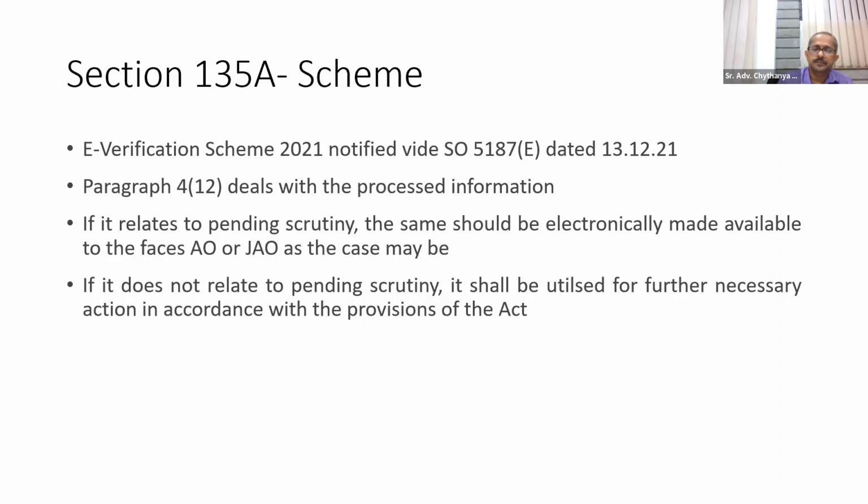In paragraph 4, subparagraph 12, it is dealt with how to use this processed information. So what they say is, if the processed information relates to pending scrutiny, that means the assessment is going on, it should be electronically made available to the faceless assessing officer or the jurisdictional assessing officer, as the case may be. If it does not relate to pending scrutiny, it shall be utilized for further necessary action in accordance with the provisions of the Act, meaning what? For the purpose of 147 proceedings. So where it would not relate to pending scrutiny, it will be sent to the faceless AO to proceed with issue of notice under 148A and take it further in terms of section 151A read with section 144B.